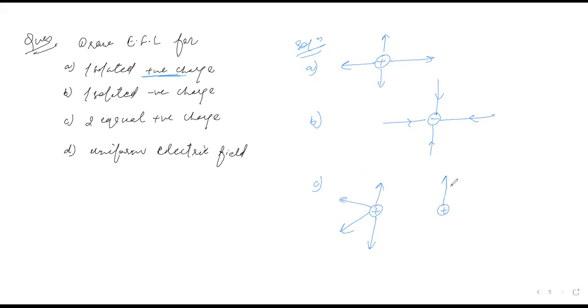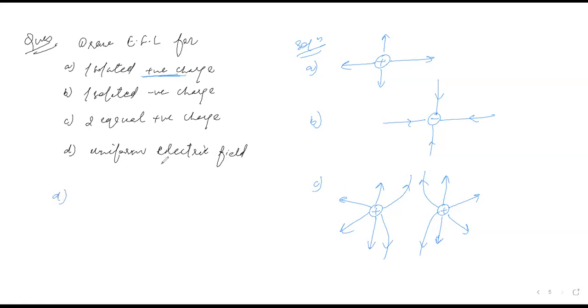But you already know two like charges repel each other. So the electric field lines generating from these two charges are also repelling each other. I mean, just like they are exerting pressure on each other. So this is your part C.